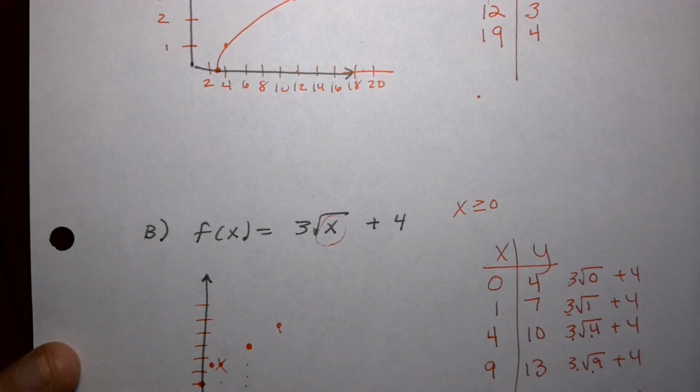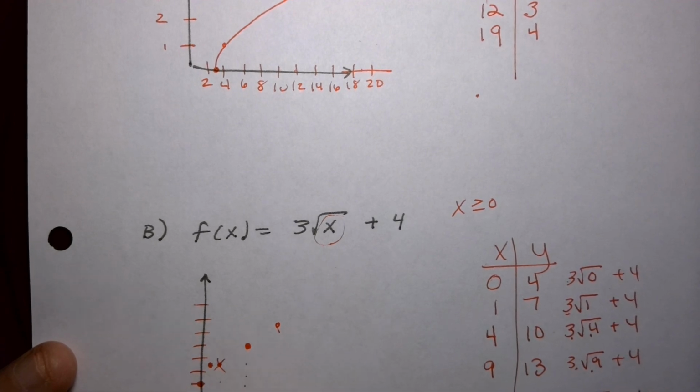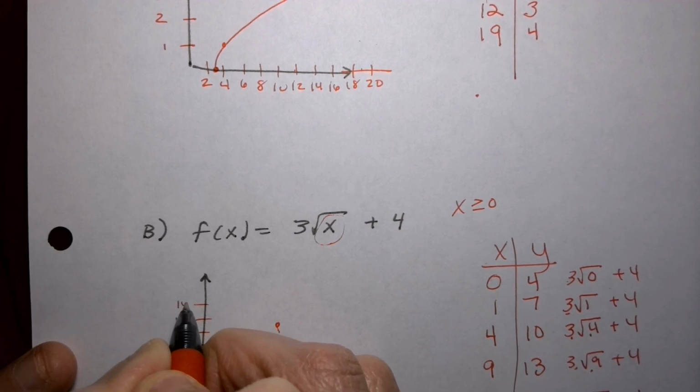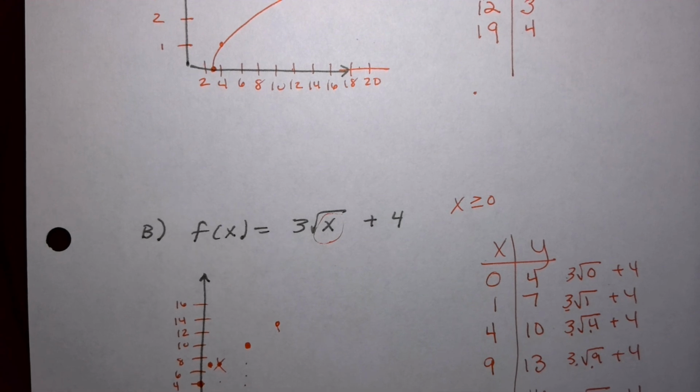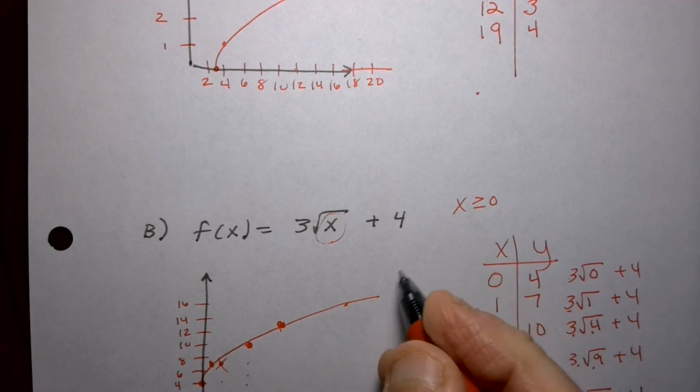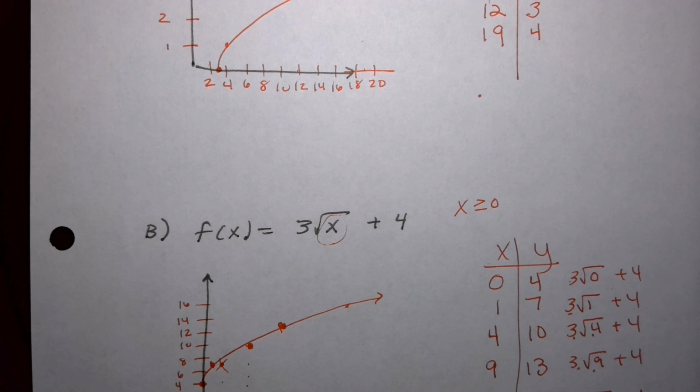Am I doing that right? I should have labeled these. Okay, let me verify. 0, 4, 1, 7, 4, 10, 9, 13. I think I went a little over there. And 16, 16. So yeah, there we go. It's a little off. I think my little slashes weren't the best there. So there you go.